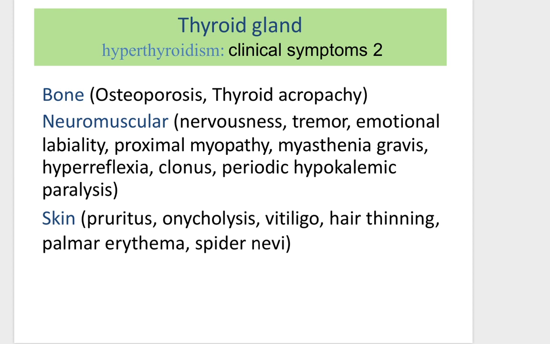Bone symptoms with osteoporosis, thyroid acropathy. Neuromuscular: nervousness, tremor, emotional lability, proximal myopathy, myasthenia gravis, hyperreflexia, clonus, periodic hypokalemic paralysis. Skin changes with pruritus, onycholysis, vitiligo, hair thinning, palmar erythema, spider nevi.